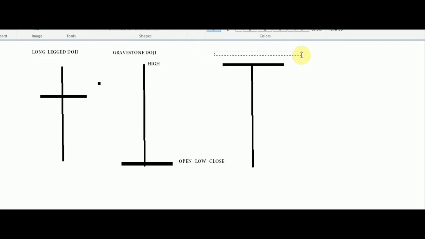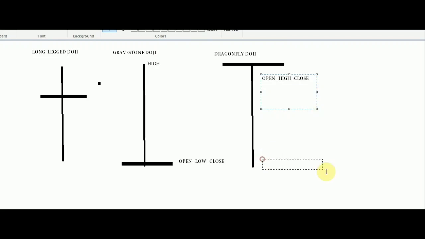This is called dragonfly doji. Dragonfly doji. Yes, friend, this is just the opposite of gravestone doji. Let me just write down the data points here. Open is equal to high is equal to close, but the low is different here. So this is a very bullish pattern, and you will see that dragonfly doji mostly occurs at the end of a downtrend, and yes, after that within 2 to 4 candles the trend reverses to an uptrend. This is very bullish in nature.